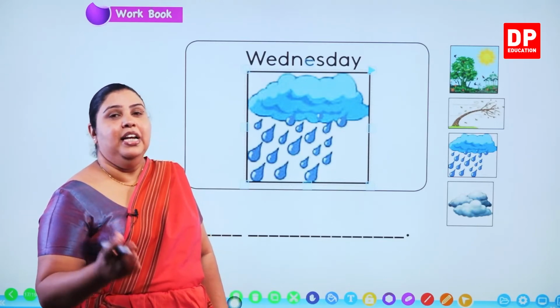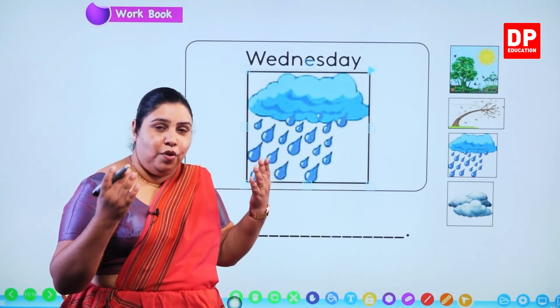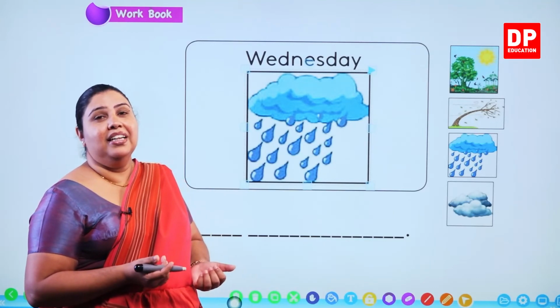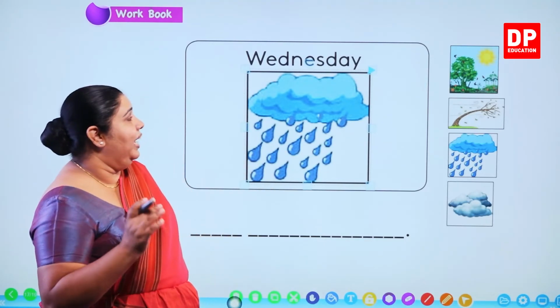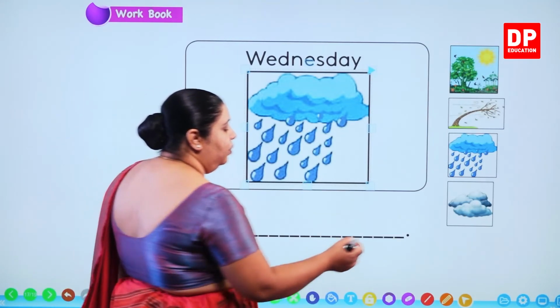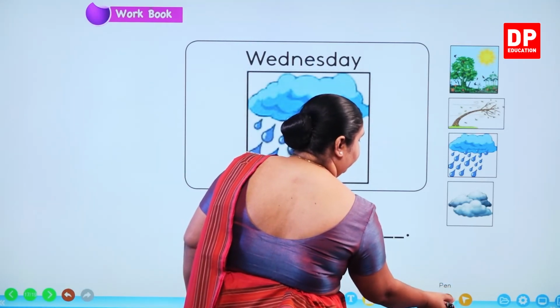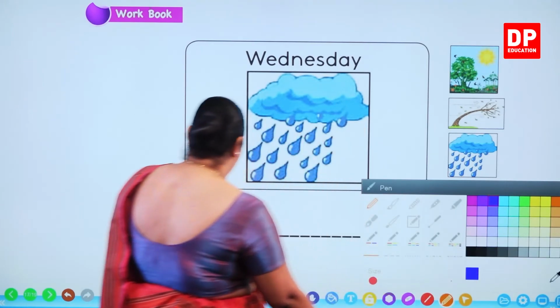You have to draw the rain. Maybe you can draw children walking on the roads with umbrellas. It can be a beautiful picture with the rain falling down. And now we have to write the word. How do we write the word? Rainy. How do we write?